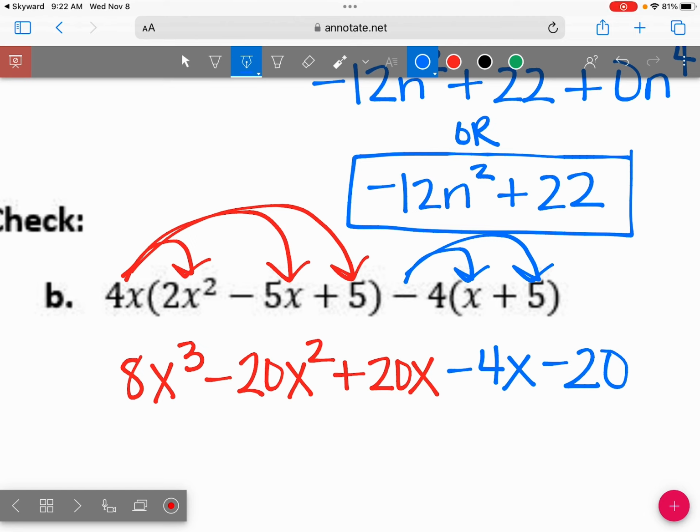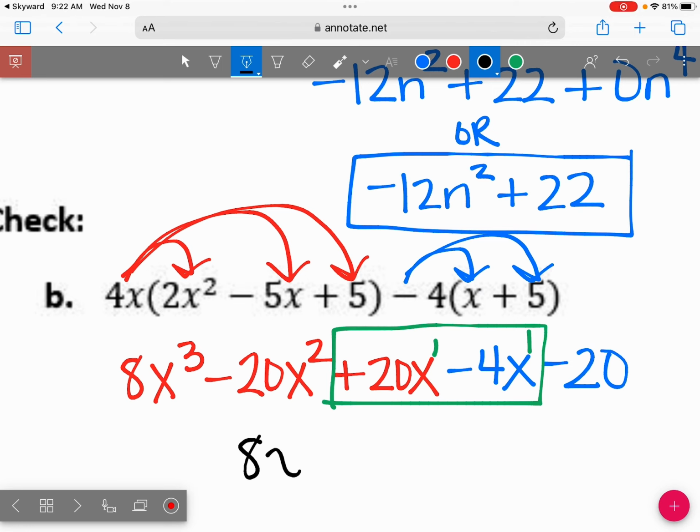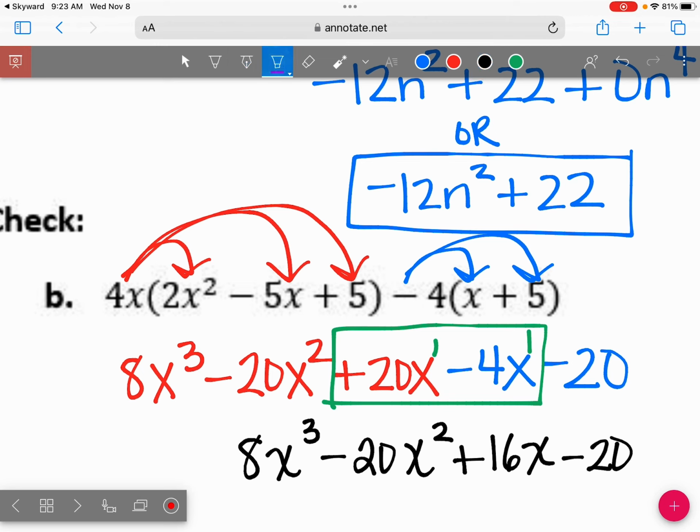So do you see any like terms? No? The 20x and the negative 4x, right? Because they both have an x. They both have x to the first. So these are like terms, so we can add those together. So we'll get 8x cubed minus 20x squared, 20 minus 4 is 16x, minus 20. And that would be my final answer.